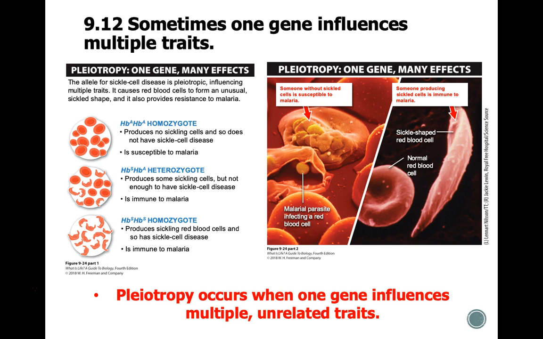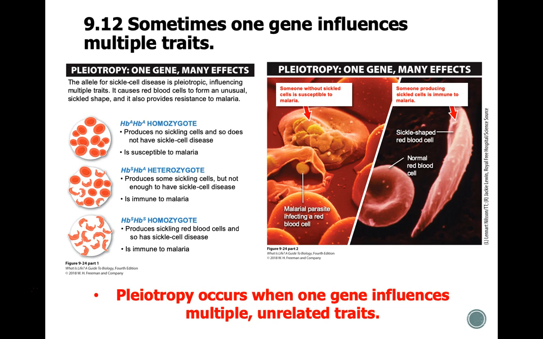We can also have the opposite. So instead of many genes affecting one trait, we can also have one gene that influences multiple traits. A really good example of this is sickle cell.